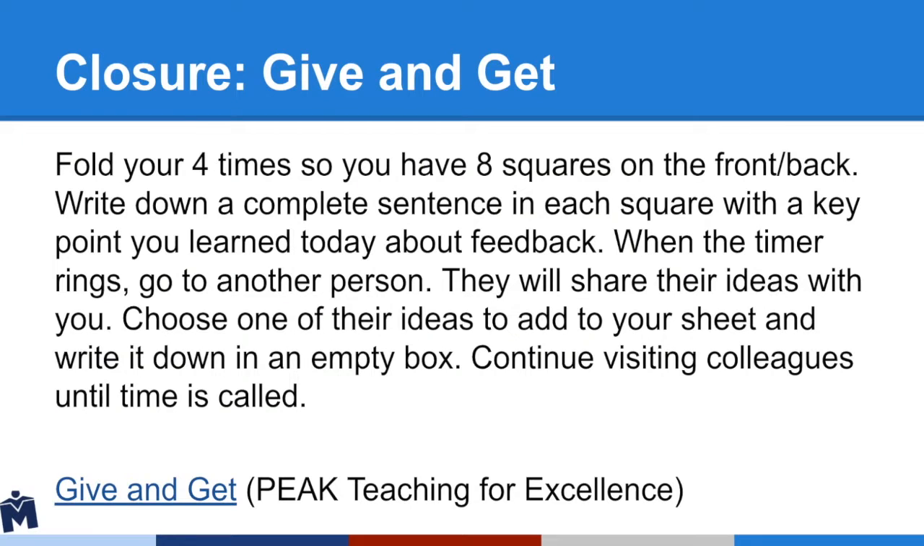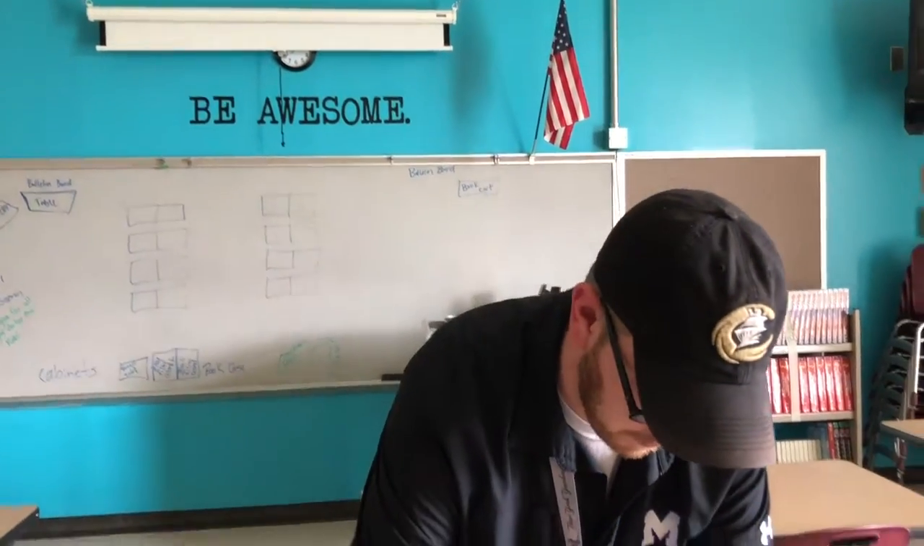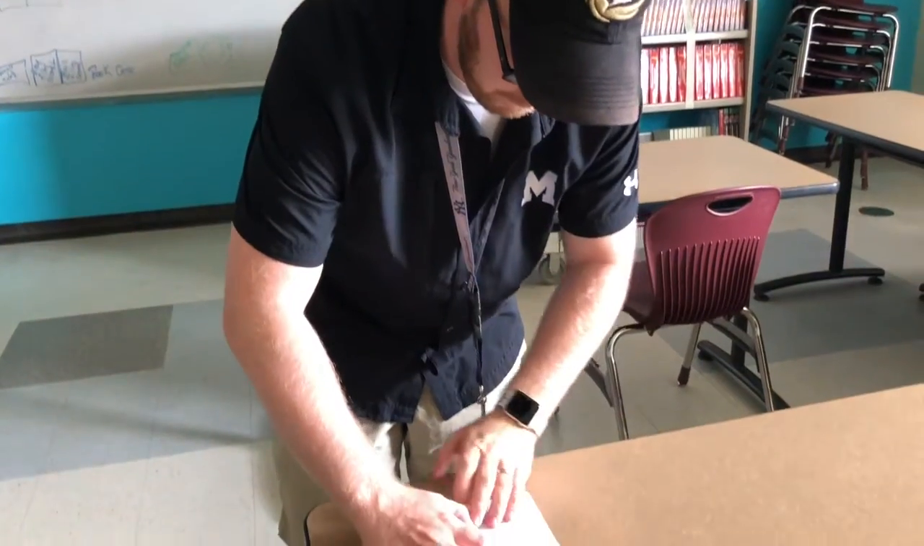Now we're going to go over the closure for the give and get. So this is a give and get strategy where I will demonstrate in just a second how to fold the paper that you need to do. The goal is for you to have 16 squares on your paper.